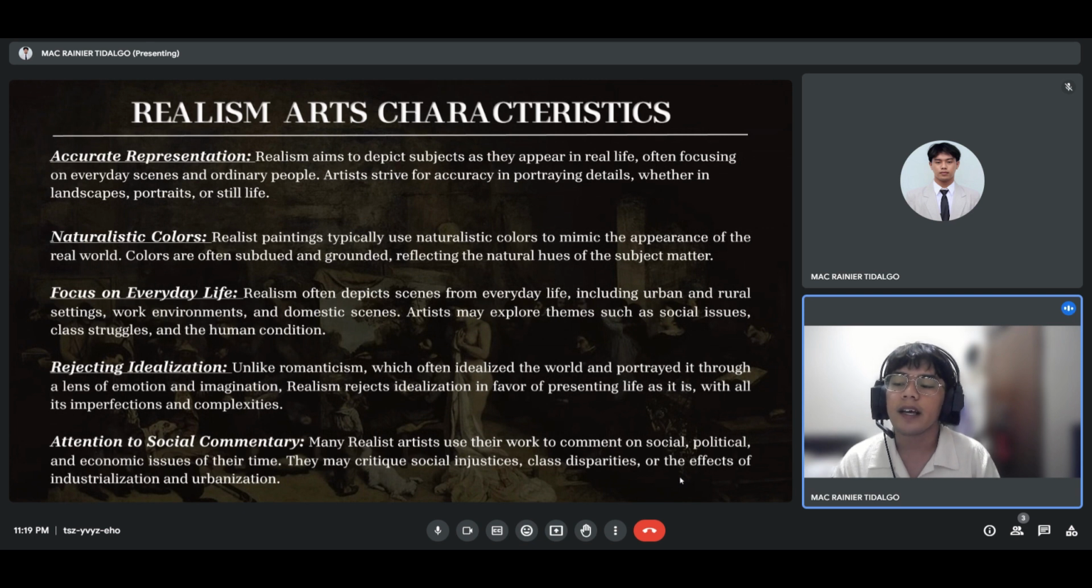The next one is naturalistic colors. Realist paintings typically use naturalistic colors to mimic the appearance of the real world. Colors are often subdued and grounded, reflecting the natural hues of the subject matter. So artists in this era typically used the colors of the real world, where these colors mimic the appearance of what the real world is all about.